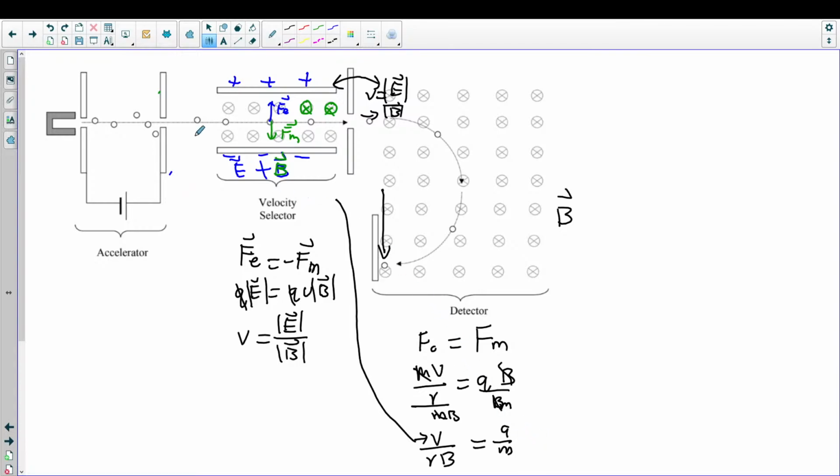Now, of course, normally particles are not moving. They're moving randomly, very slowly. So how do we get the particles to move in the first place? And that is, of course, this accelerator. Once again, let's assume we're trying to accelerate a negative charge. It's very easy: put a positive plate here and put a negative plate here. And there's only going to be an electric field here.